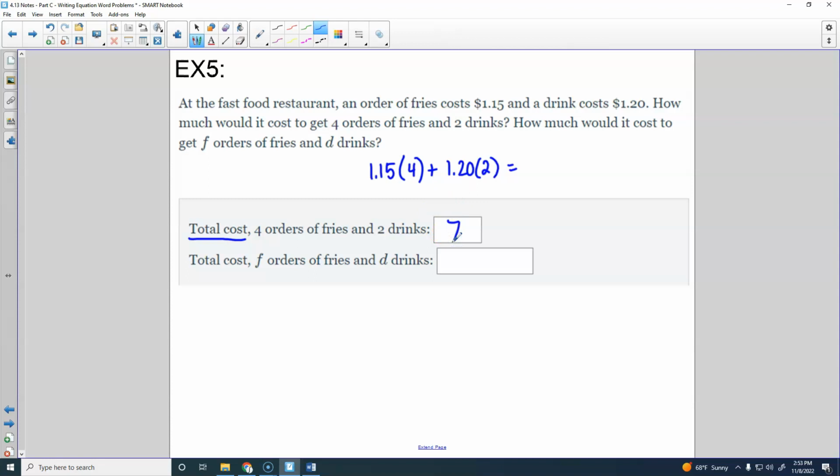Okay. What about if it's not 4 and 2, but it's F and D? F plus D would be correct if it said total number of fries and drinks. It's still wanting cost here. 115 F plus 120 D. Okay, questions? Alrighty.